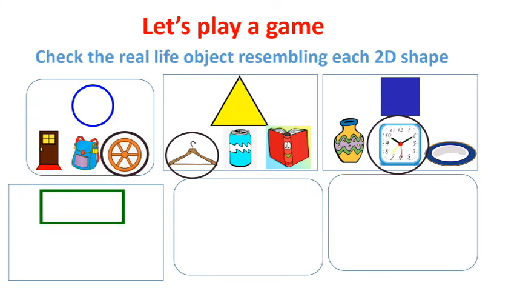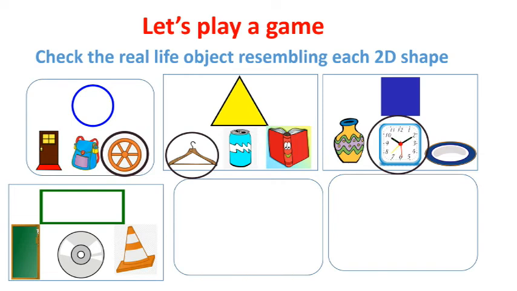What shape is this? It is a rectangle. Which object resembles the rectangle shape? Blackboard, CD or a cone? Which one is the correct answer? The correct object is blackboard. Fantastic.